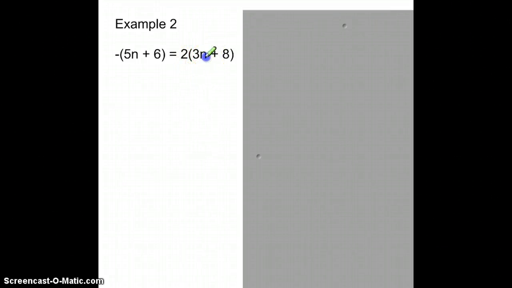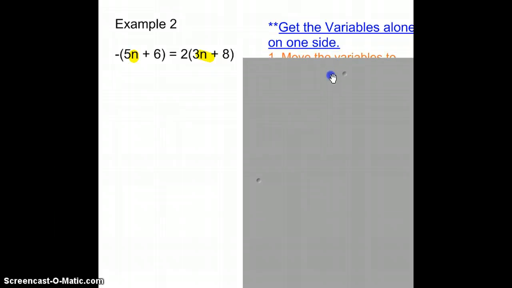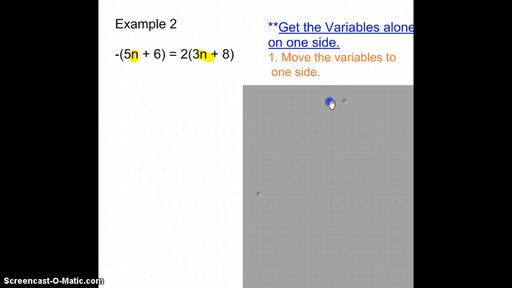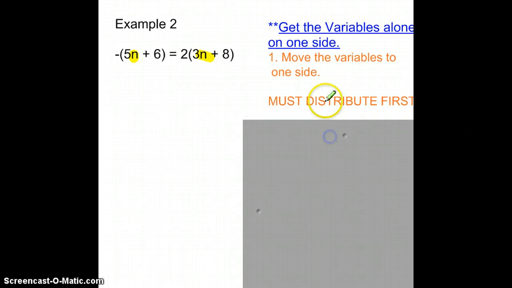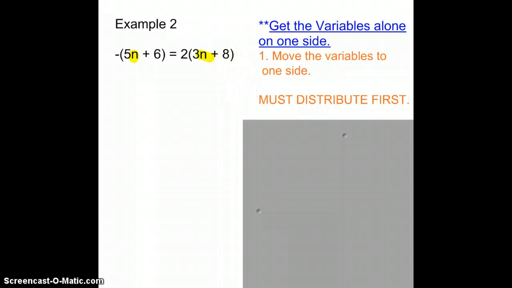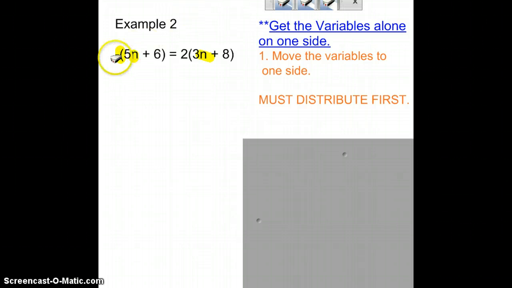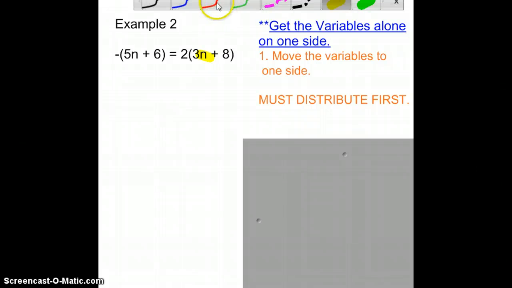Here we've got n. Not only do we have n on both sides, it's inside of parentheses. So, of course, we've got to get the variables alone on one side. In this case, we have to move the variables to one side. In order to do so, we have to distribute first. So, remember, when we distribute to all the terms, this negative sign, you can think of this as negative 1 in front here.